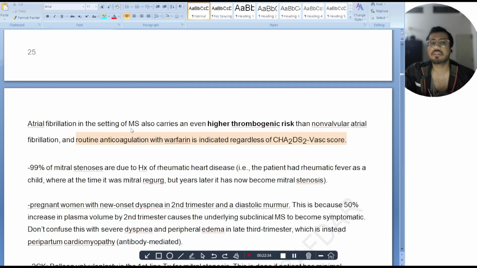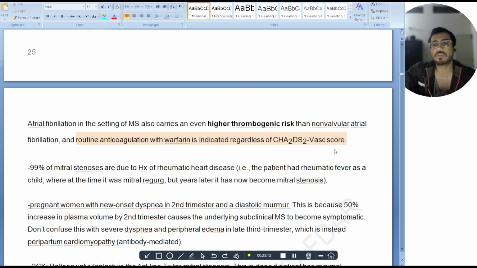So atrial fibrillation in the setting of MS also carries an even higher thrombogenic risk than non-valvular atrial fibrillation, and routine anticoagulation with warfarin is indicated regardless of CHA2DS2-VASc score. So what is the CHA2DS2-VASc score? It is a score that you calculate in order to decide whether you're going to put a patient on anticoagulation or not. We're going to discuss that further in other chapters, but this score becomes irrelevant when there is atrial fibrillation plus mitral stenosis.